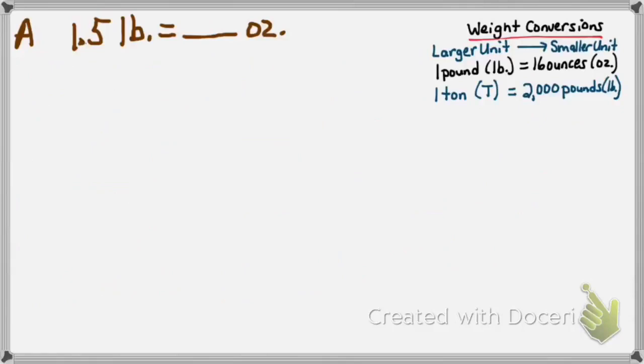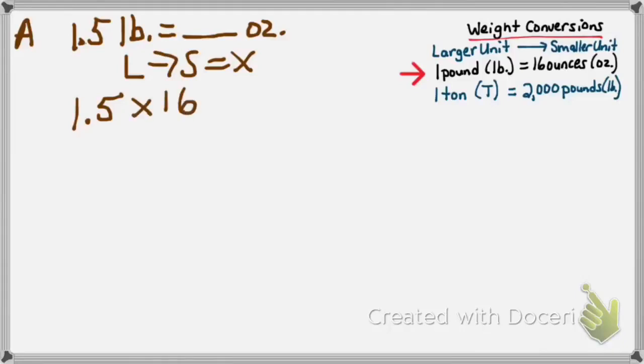So again, for part A, we know that the weight of the entire carton is 1.5 pounds. The question wants to know ounces, so we're going to convert our 1.5 pounds to ounces. Pounds to ounces is large to small, which means we multiply. I know my number is 1.5. I'm going to look over here at my conversion chart for pounds to ounces, and here it is right here. I see 1 pound equals 16 ounces. So the operation I chose was multiplication and 16.